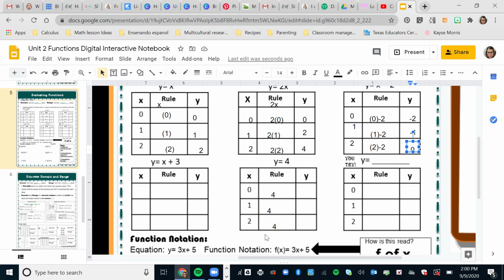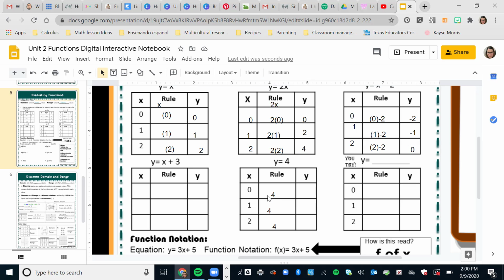Okay, so let's look at y equals 4. So I do not have an x value here, so that means that I do not have an input. So that means that it doesn't matter what my x value is. My rule is going to be 4, so my y value is going to be 4. So I'm just going to duplicate that. I'm going to hit Control D, and if you are on a Mac, that is Command D. And I'm just going to move it over. So whatever my y value, in this case, it's not going to matter because there is no x.